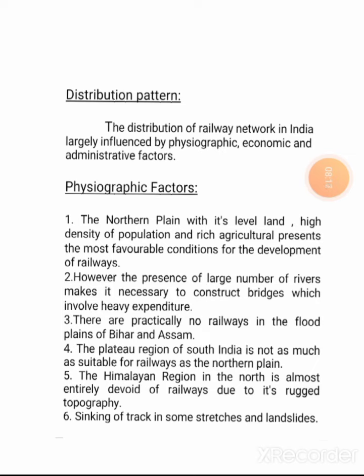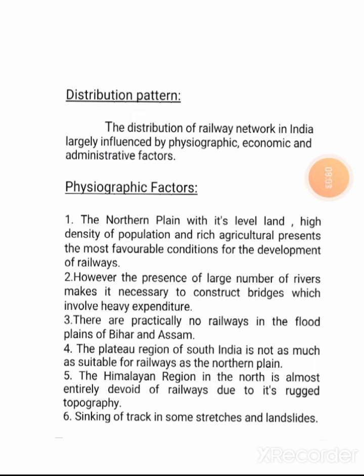So the distribution pattern of railway depends on physiographic, economic and administrative factors. So first of all, we will discuss physiographic factors. The northern plain, with its level land, high density of population, and rich agriculture, presents the most favorable conditions for the development of railways. Next, however, the presence of a large number of rivers makes it necessary to construct bridges, which involve heavy expenditure. Next, there are particularly no railways in the floodplains of Bihar and Assam.